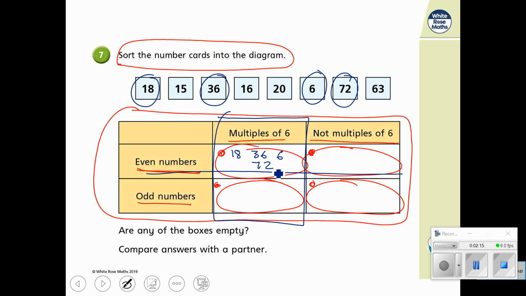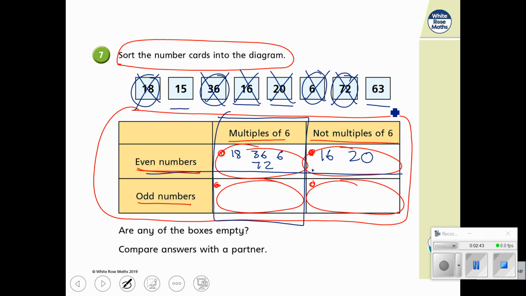So which other numbers are even but not multiples of 6? Let's go along. 16 is an even number but not a multiple of 6, so I'll put that one here. And 20 is an even number, which is not a multiple of 6. What I'm going to do is just cross off all of the numbers that I have already used. Okay, I have got 2 numbers left, 15 and 63.